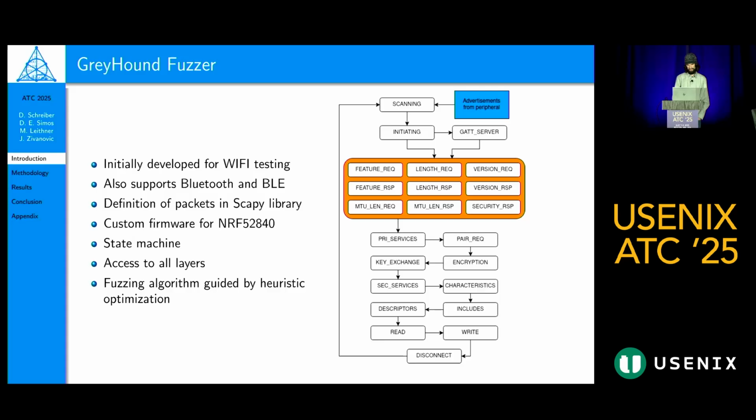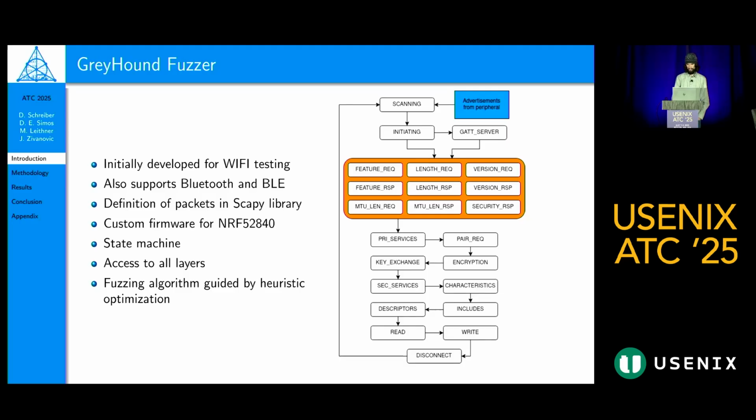The state machine is depicted here and represents all states of an interaction between a master and the peripheral BLE device. It starts with the initial advertisement sent by a peripheral and ends in the disconnection state. The states in the orange part can be traversed in any order depending on the BLE implementation of the peripheral.